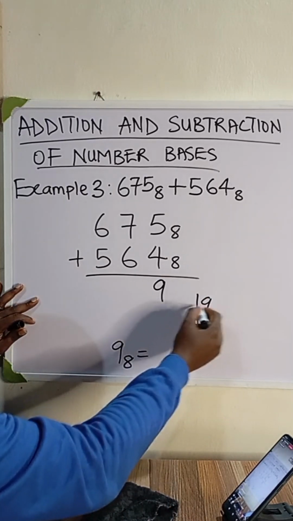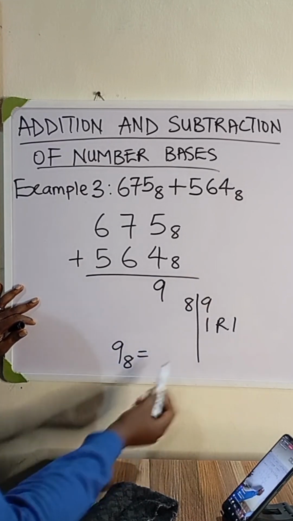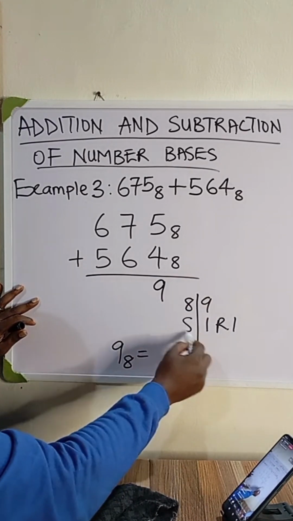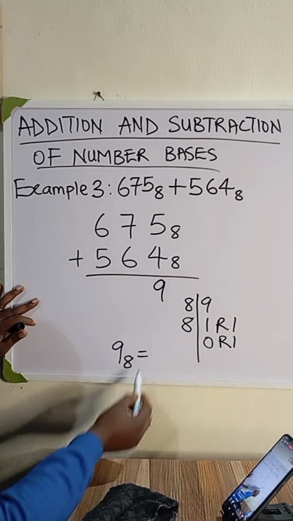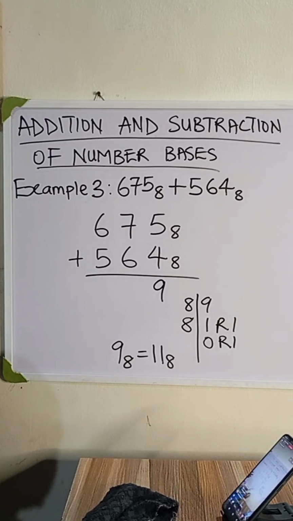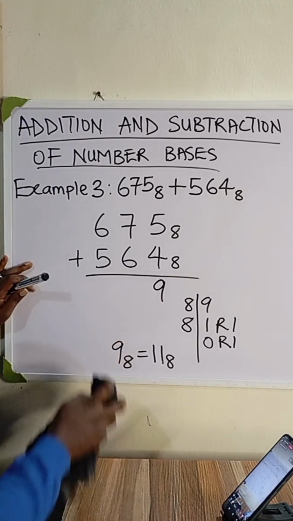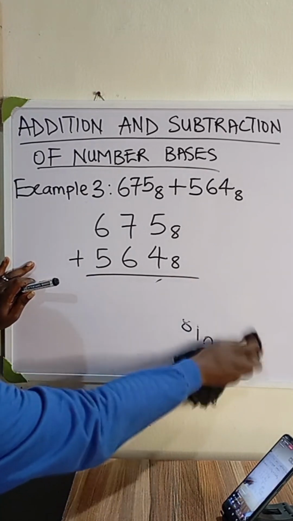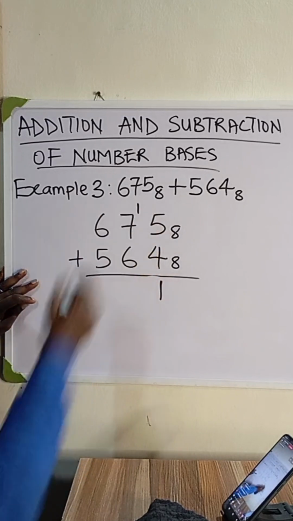So we have 9 divided by 8 gives us 1 remainder 1. But we don't stop at that point, we still divide by 8 because our quotient must be 0, so we have 0 remainder 1. So that means it's 11 base 8. So 9 base 8 is the same thing as 11 base 8. So instead of having 9 here, we're going to have 1, and we'll bring 1 over here.